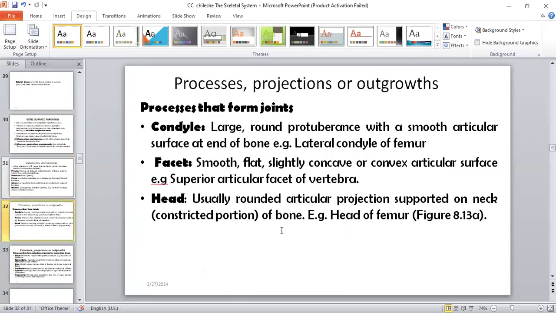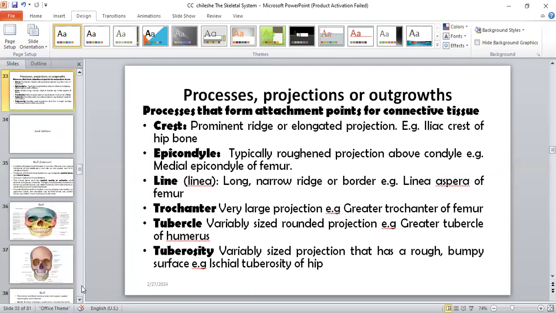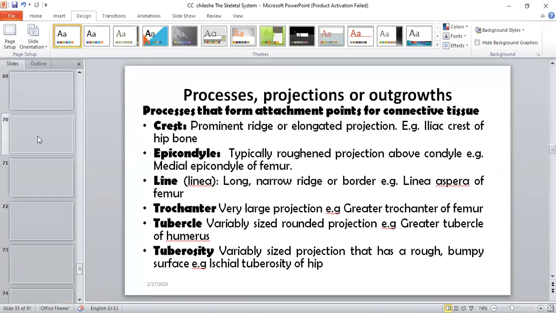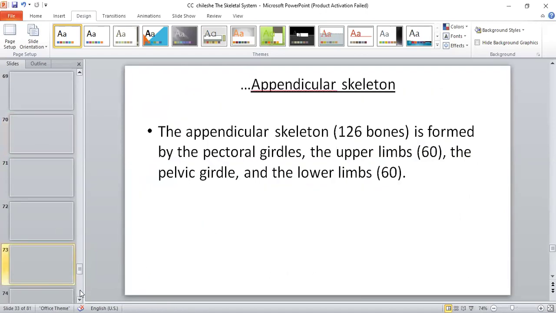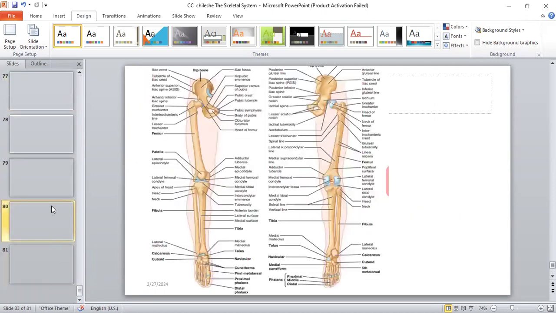And then now we have a head. A head is a rounded articular portion of a bone supported on a neck. So for example, if we are talking about the femur, we are going to find that the femur has one side which is nicely rounded, on top of which, just above the neck, this thing here covered in articular cartilage is the head of the femur.